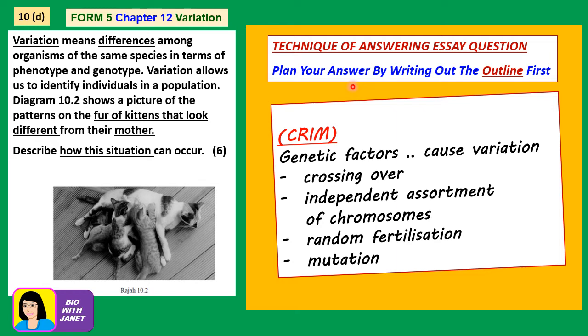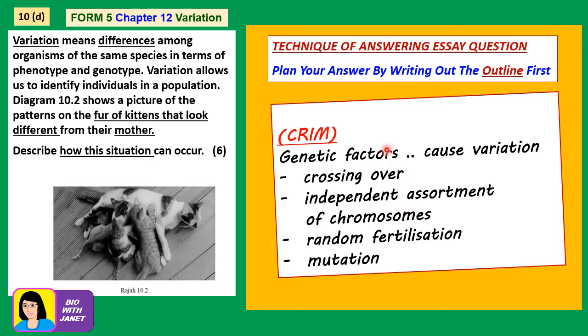Okay? So actually, one of the tips for answering essay questions is that you should plan your answer first by writing out the outline, the rangka jawapan. Okay? Write it on a rough piece of paper, and let your brain brainstorm. Think freely about what the answer can be. In this case, what are the genetic factors that cause variation? So your brain will start to recall and get all the facts out. Recall the genetic factors from its memory box, right? And then you can write it inside here.